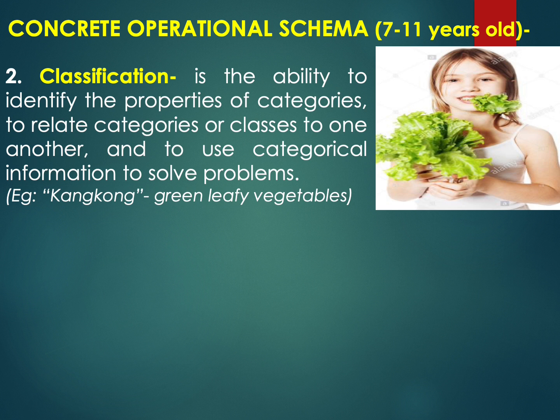Kangkong. Pero nung tumanda siya, she was already able to develop a sense of classification. Anong ibig sabihin nito? Na hindi lang pala kangkong ang green leafy vegetable sa mundo. Meron ding mga talbos ng kamote. And then tinanong ko siya, anong ulam mo? And she said, I'm eating talbos ng kamote. So, hindi na lang po kangkong alam niya. So, that's what we call classification. It is the ability to identify the properties of categories and to relate these categories to one another.